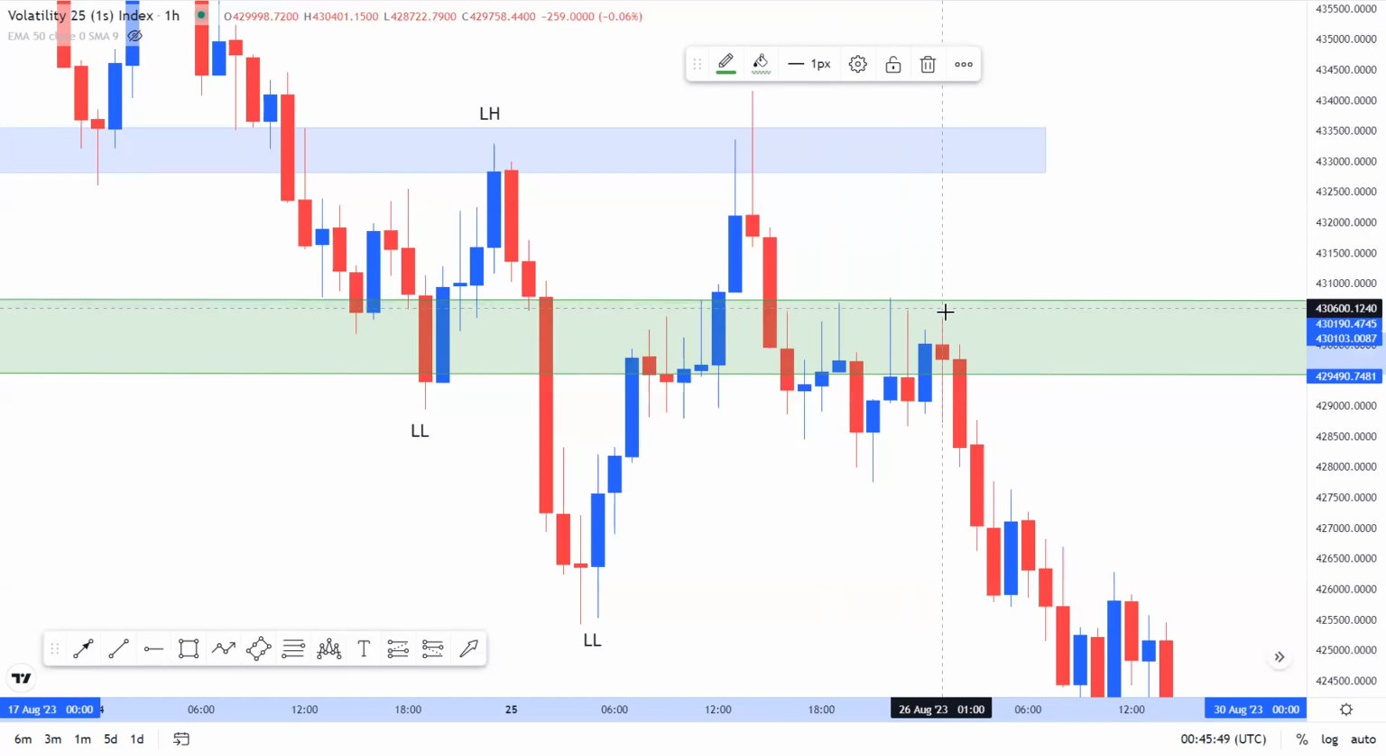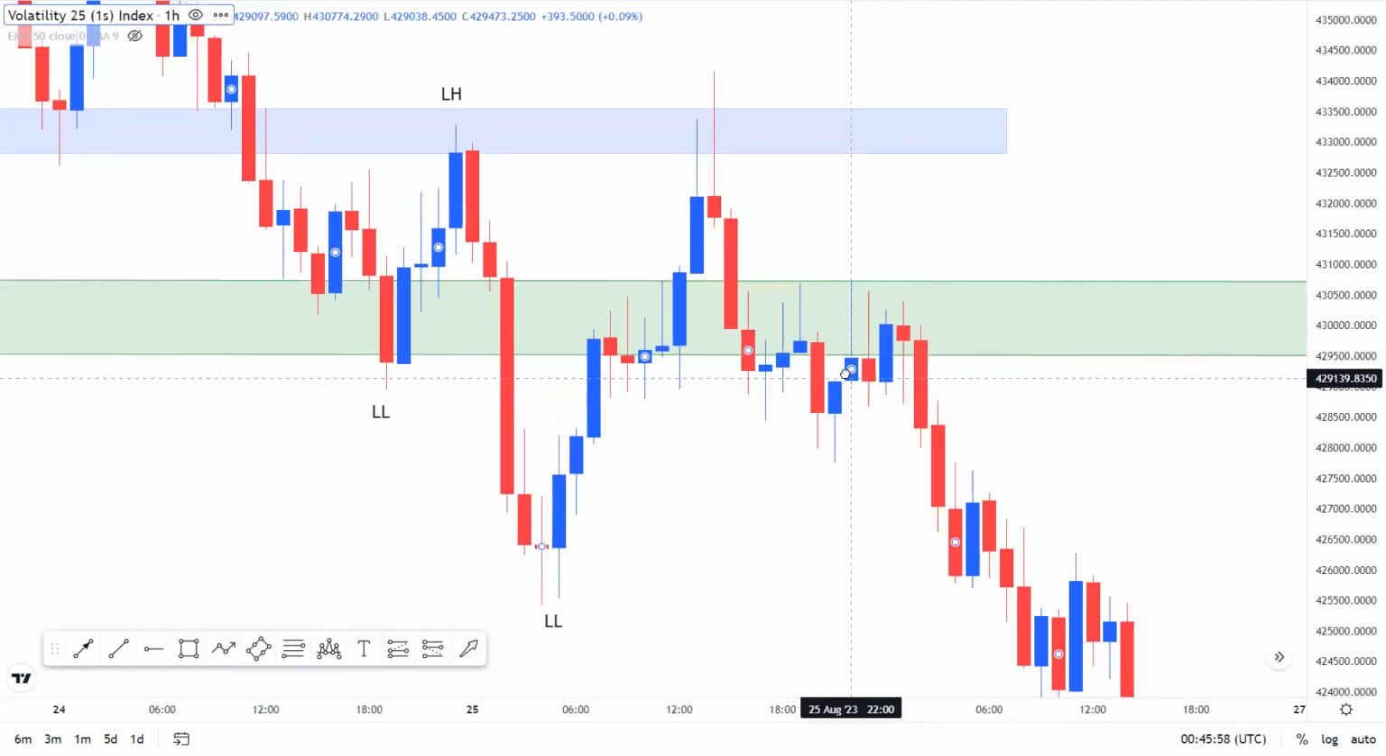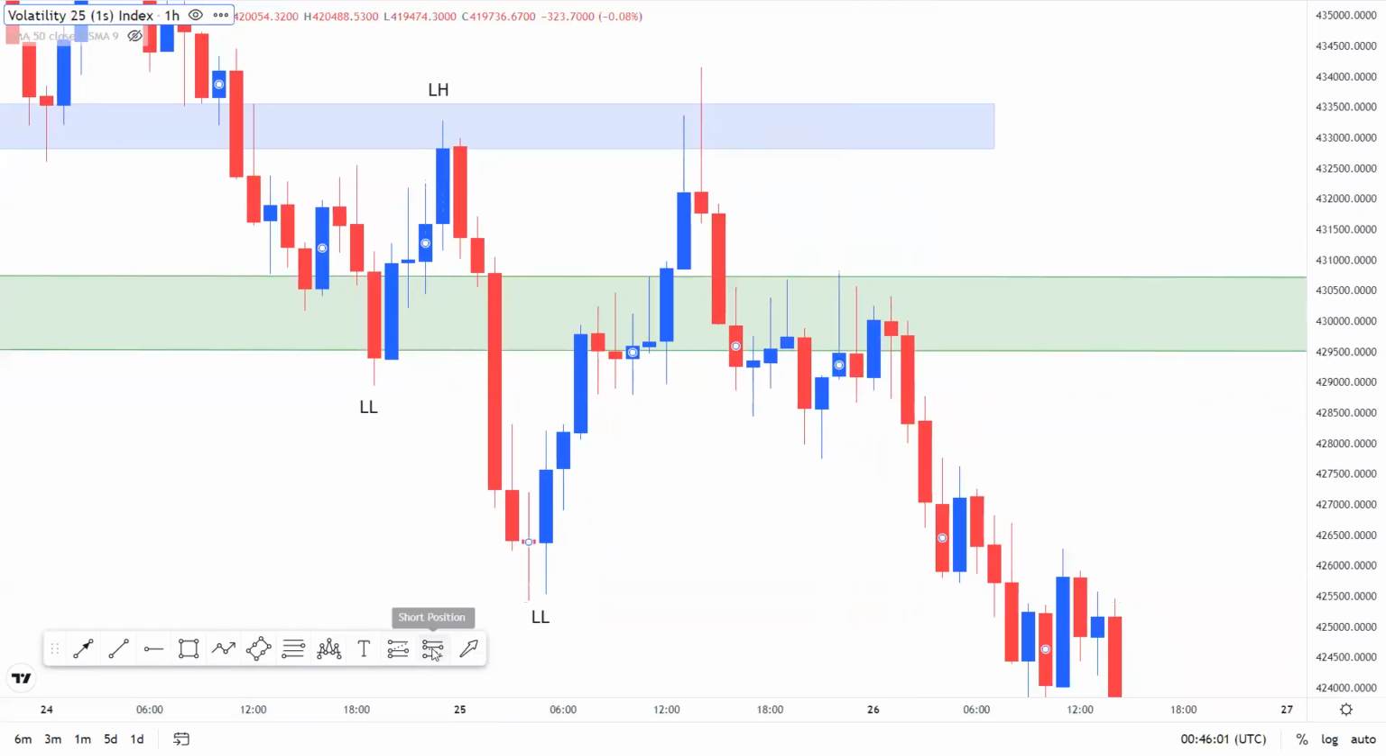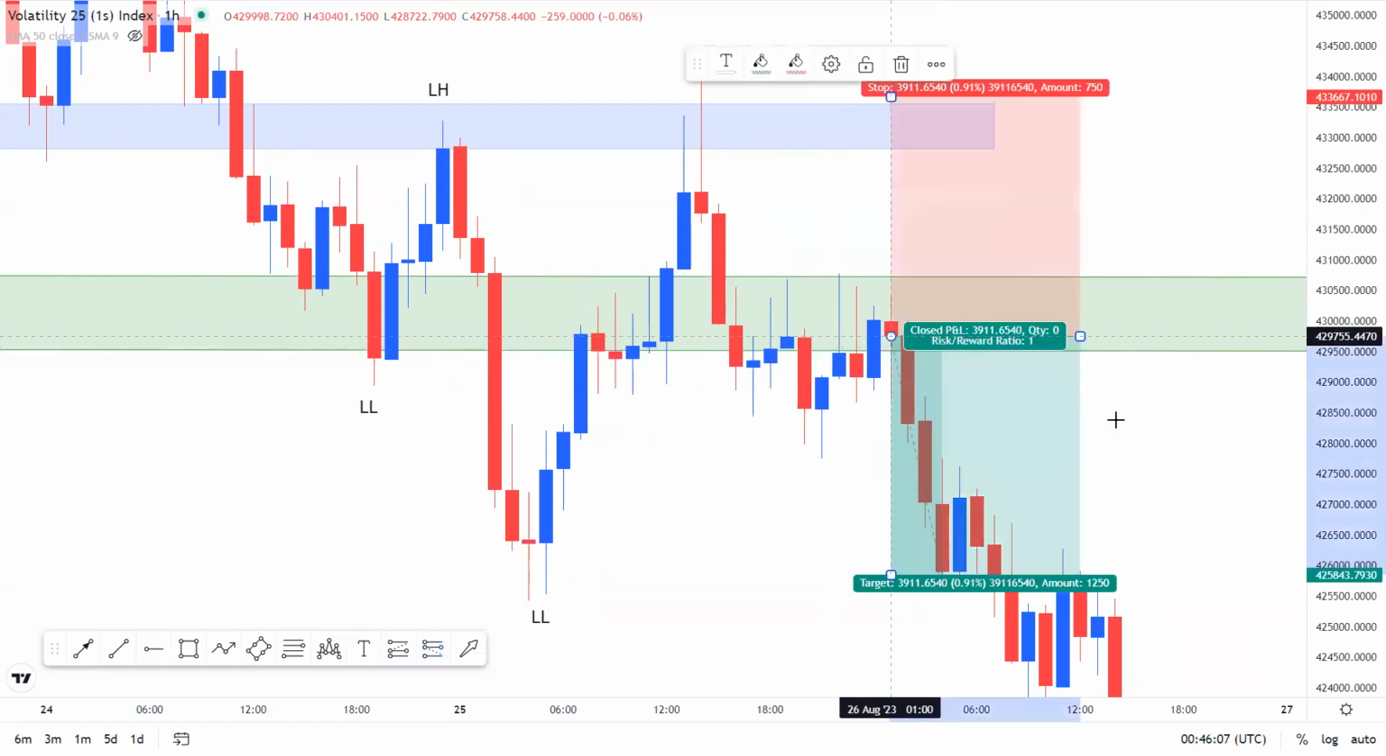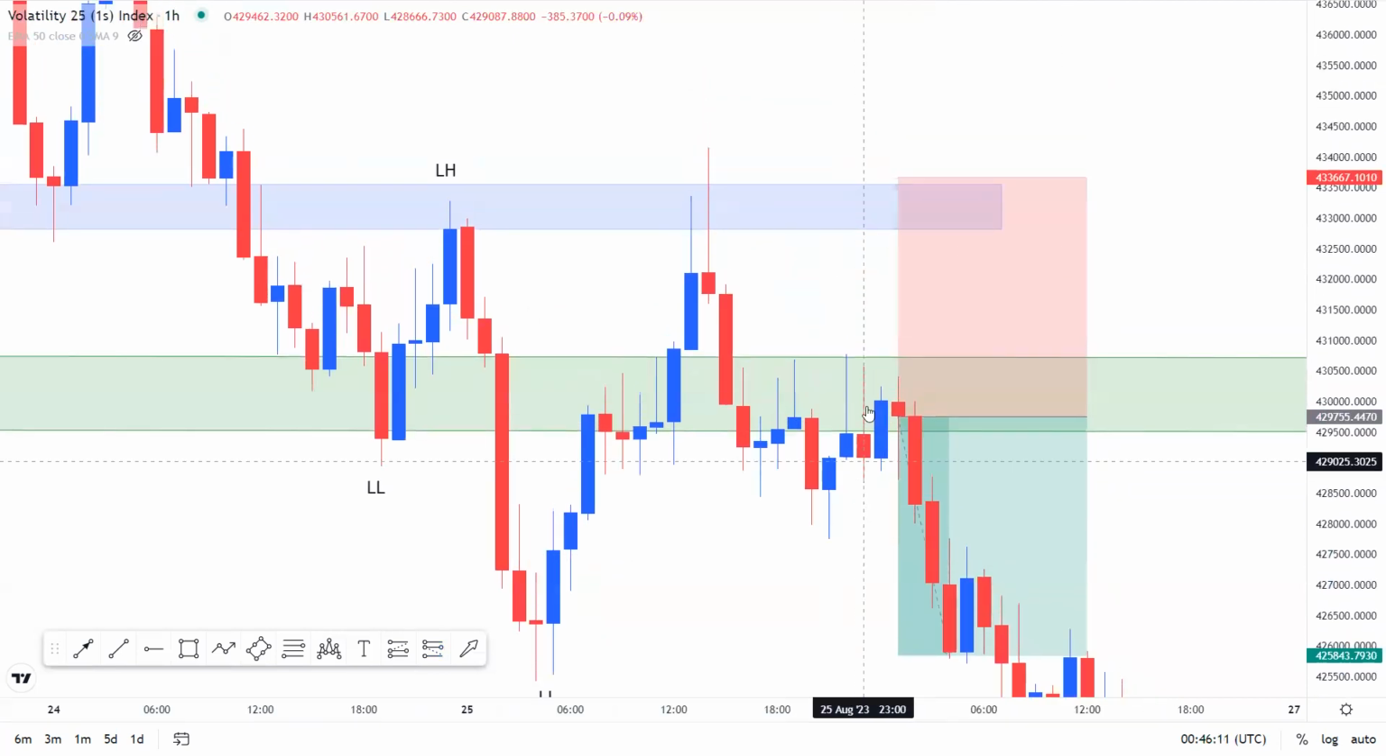Now we ended up seeing rejection again from the upside. And as soon as this 1 hourly candlestick closed, that was my entry signal just before the bearish momentum stepped in. The close of the 1 hourly candlestick right here was my entry signal. And then, of course, I had a very tight stop loss on this.